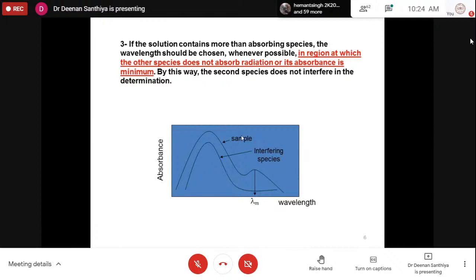Suppose you have a mixture of ethanol and methanol. It should give two separate peaks. Did you understand? Yes, ma'am. In case it is giving only one peak, some reaction is going on between these two, which means another substance is interfering. The second species should not interfere in the determination, because otherwise your absorbance will be different and the concentration will be different, according to Lambert-Beer's law, which you should recall.